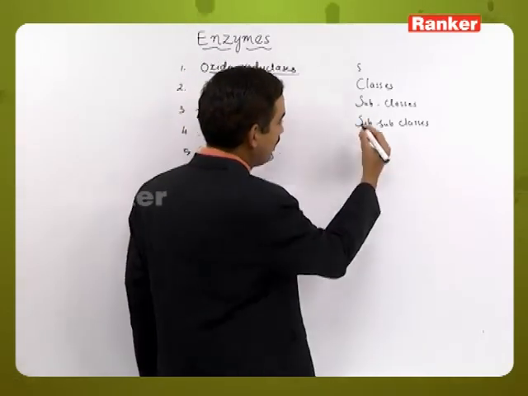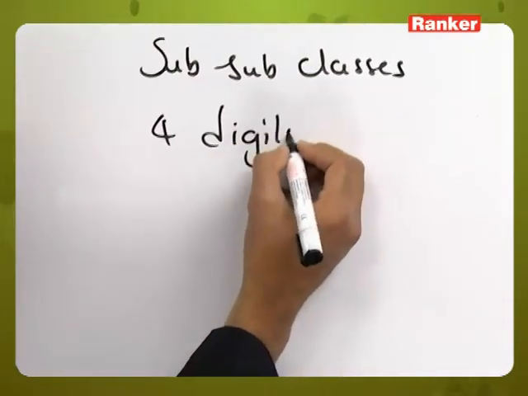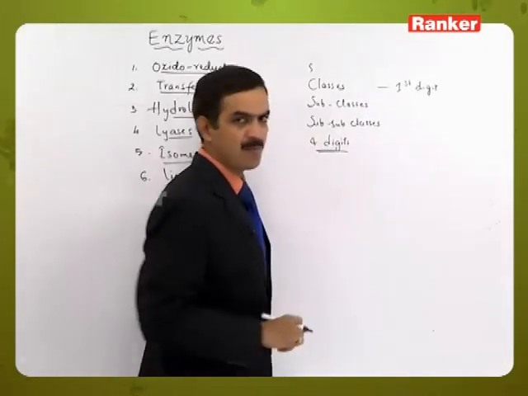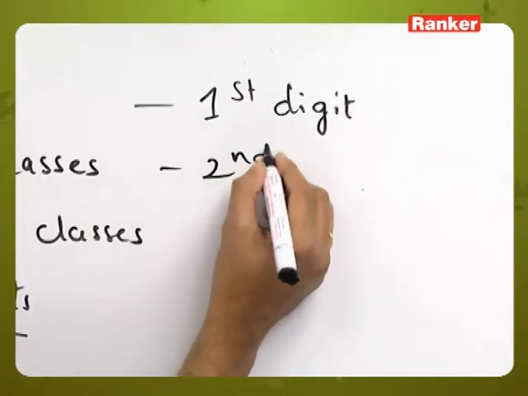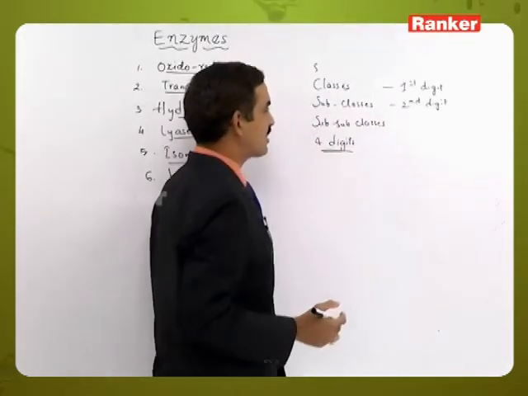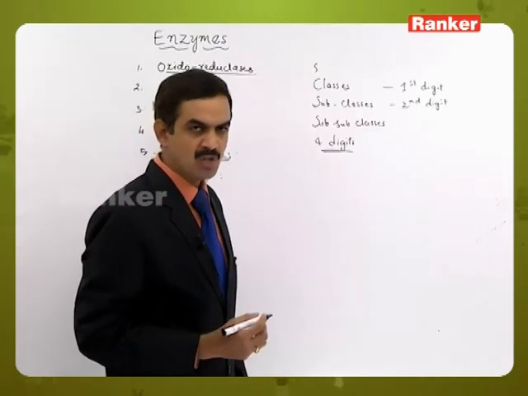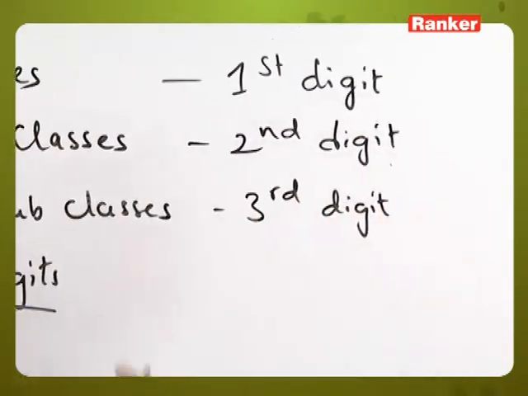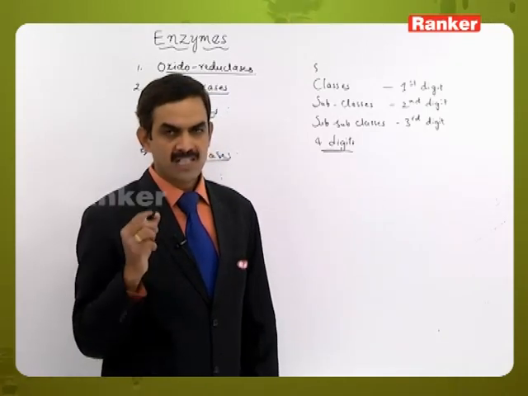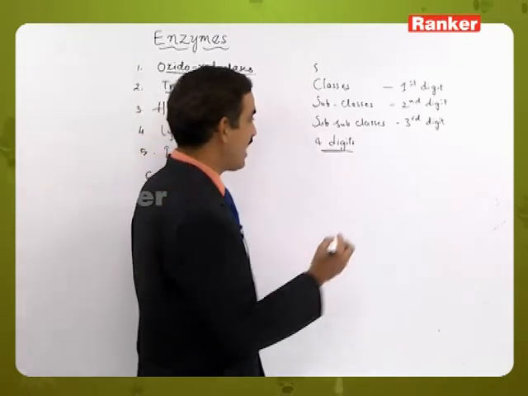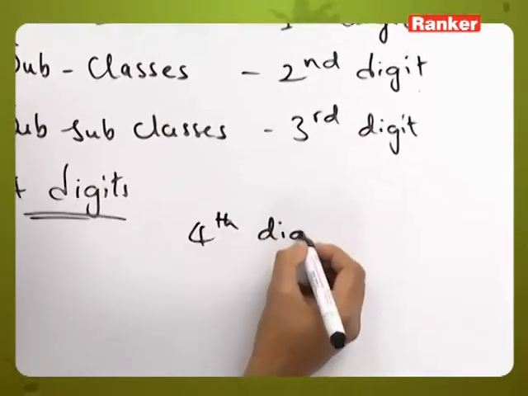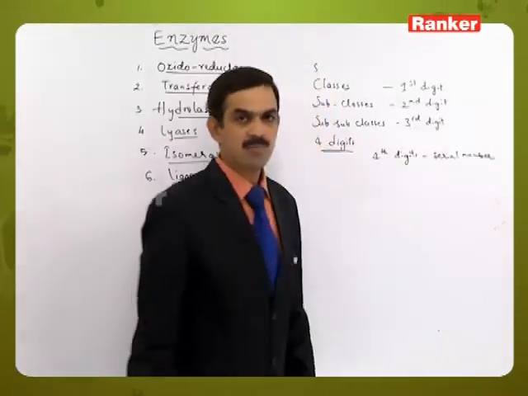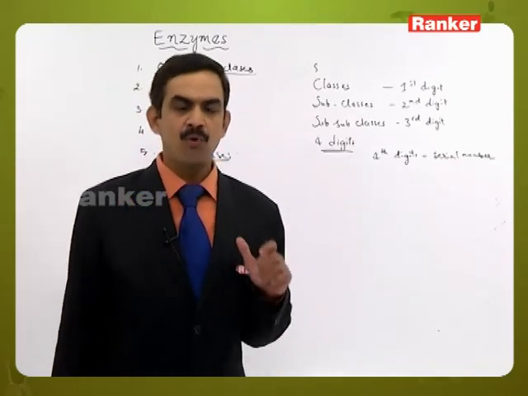Here in that 4 digits, the first digit represents the class to which the enzyme belongs, and the second digit relates to the subclass to which the enzyme belongs in that particular class, and the third digit represents the number of the subclass of that particular enzyme present in that subclass, and the fourth digit is related to the serial number of the enzyme in the particular subclass. Likewise, every enzyme will have the 4 numbers.